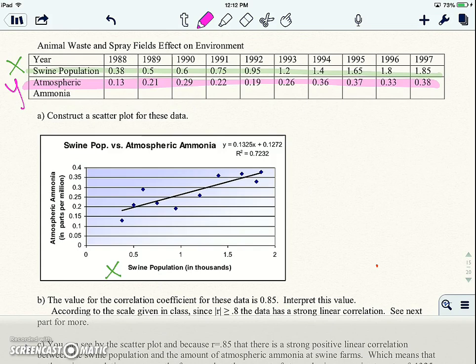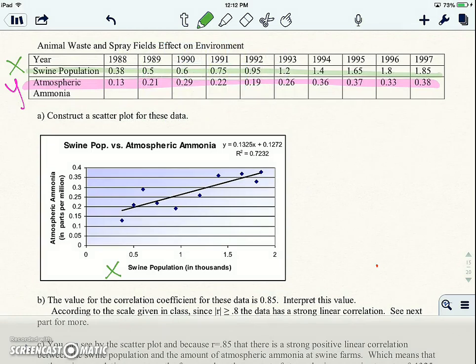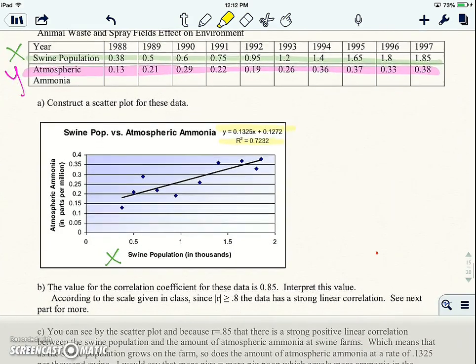Okay, so we have our resultant variable, right? And then the one that is causing stuff. All right, so here's our line of best fit and our R squared. So these are some questions I was asked.